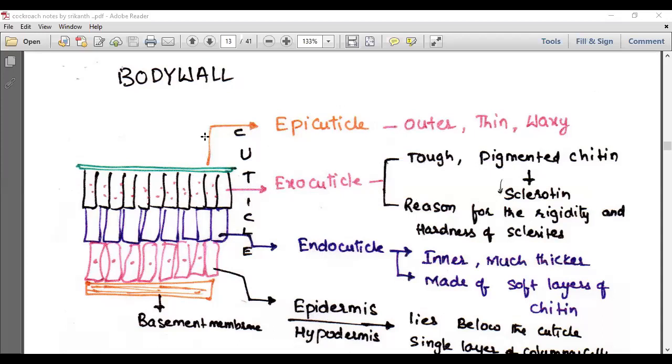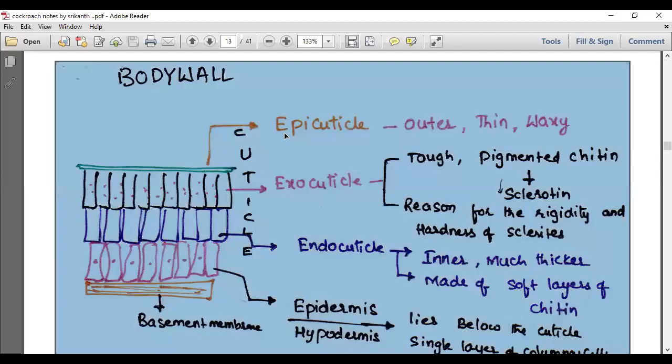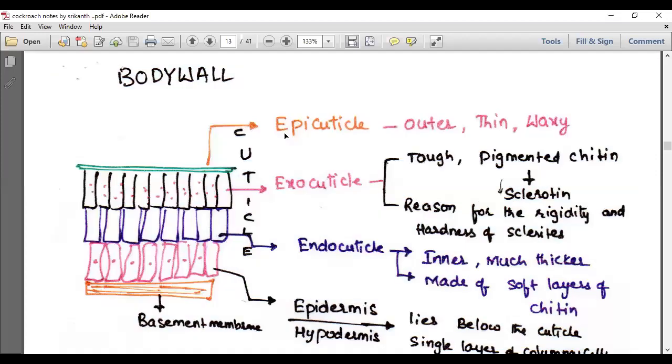So see the properties here. Epicuticle is outer, thin, waxy. Exocuticle is the hardest portion. We always use the term scleroid. That scleroid is the hardest material. You have to understand that the hardness is because of exocuticle, because it is a tough pigmented chitin, which is polymerized. Polymerized chitin, we say sclerotin. So this is the reason for the rigidity and hardness of the scleroid.